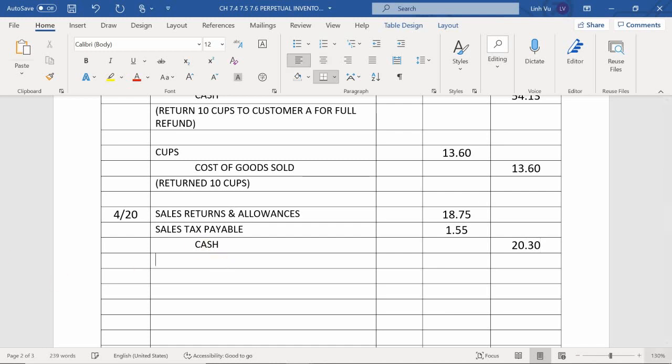$20.30. Okay? And we're also going to make a note here. Now, question to you is, do we need to restock our inventory? No, because we convinced this customer to keep the products and just accept a 15% discount. So in this case, we could just journalize it that they got an allowance. Allowance on 25 cups for 15% discount.